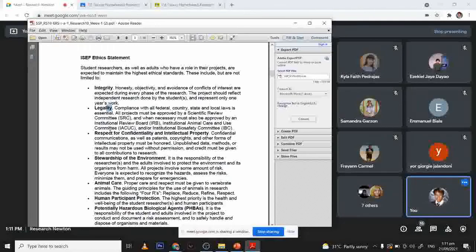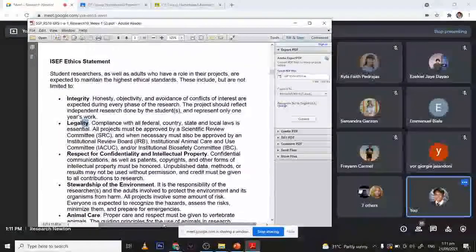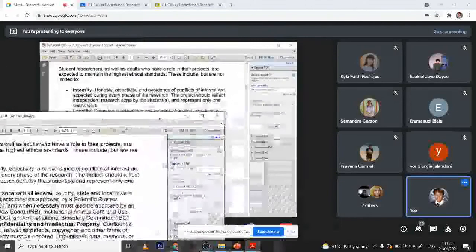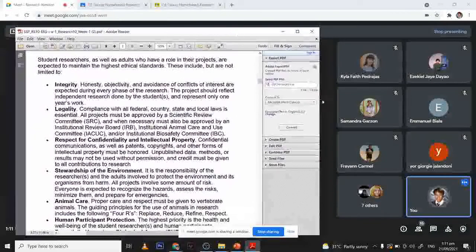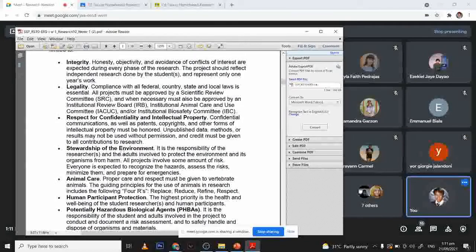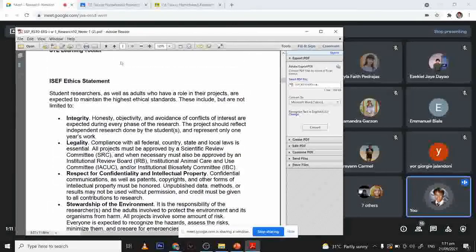Stewardship of the environment, animal care, human participant protection, and of course, hazardous biological agents. So these are our 7 ethics statements. Let's start with integrity. You can read, yes. Honesty, objectivity and avoidance of conflicts of interest are expected during every phase of the research. The project should reflect independent research done by students and represent only 1 year's work.